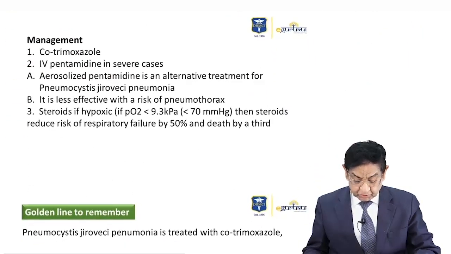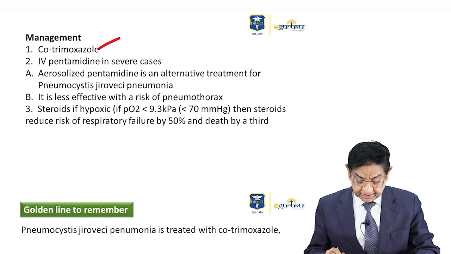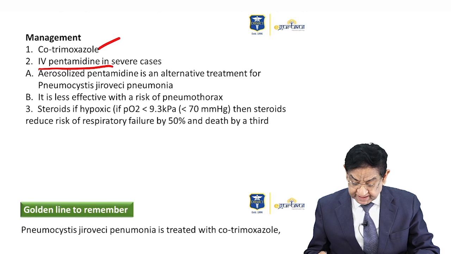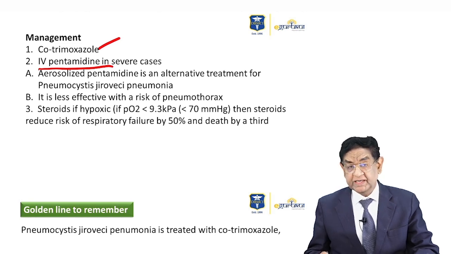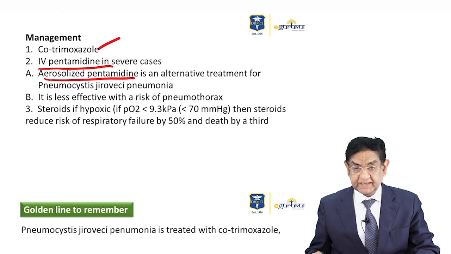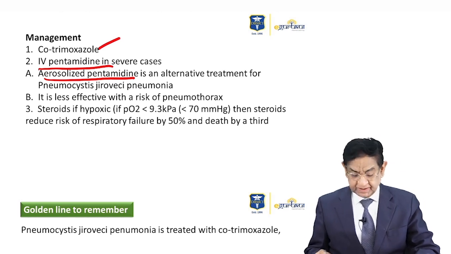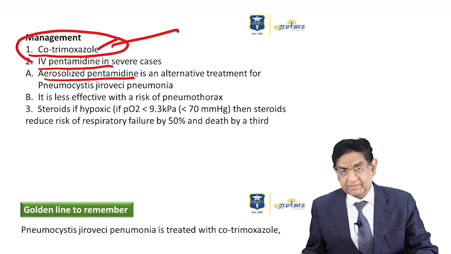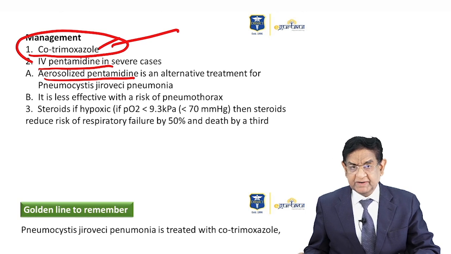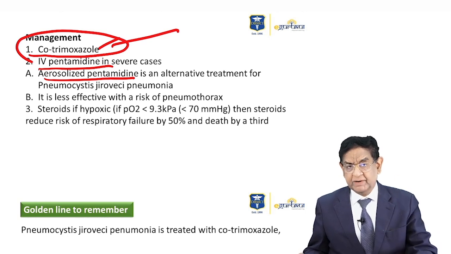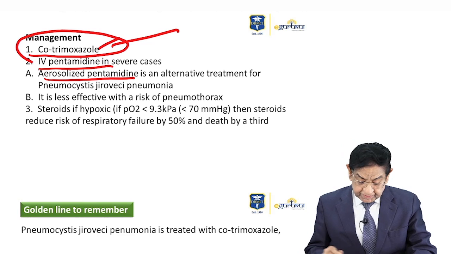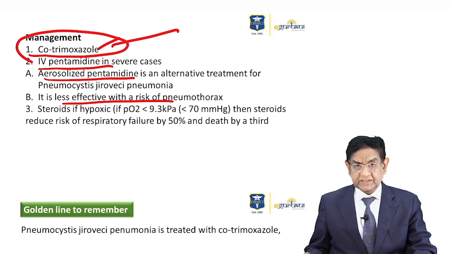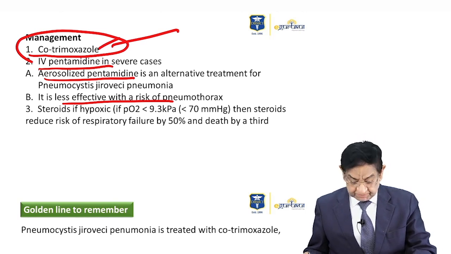The treatment is co-trimoxazole, the first line treatment. In very severe cases, we can even give intravenous pentamidine, or even aerosolized pentamidine can be given. But this is second line treatment. So when this is the answer, this is the best answer. Always remember, even if both pentamidine and co-trimoxazole are given, go for co-trimoxazole, the first line treatment, because pentamidine is less effective. So that's why you always go for the best treatment.